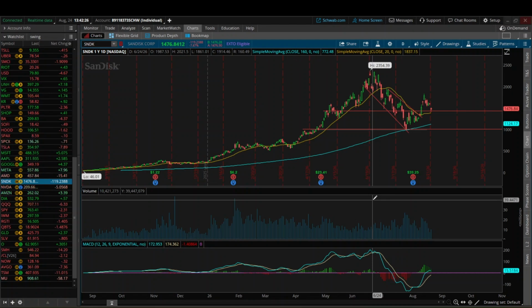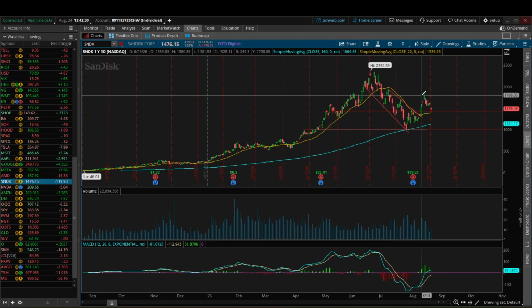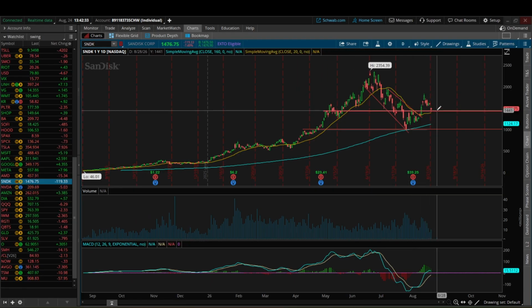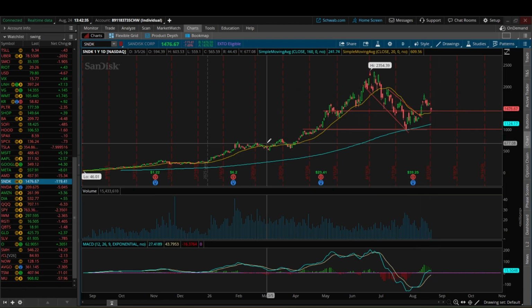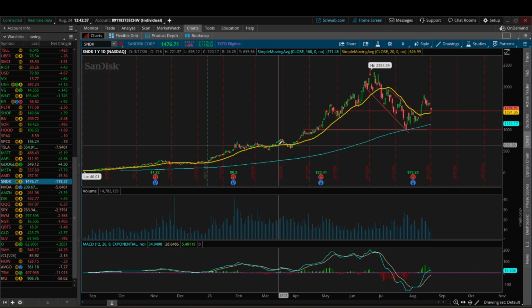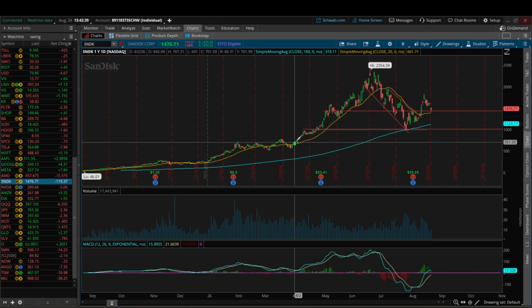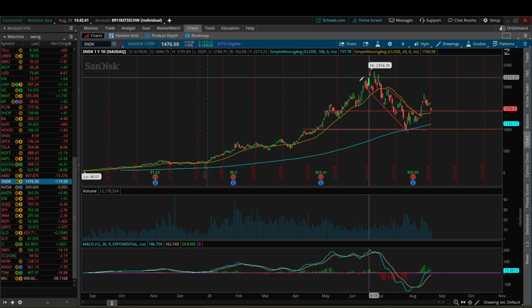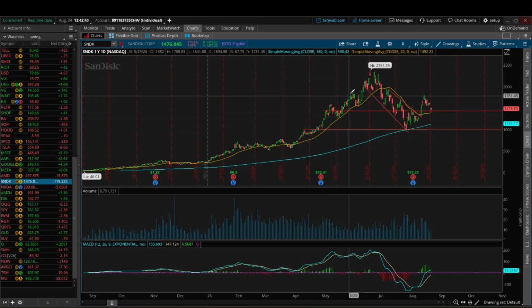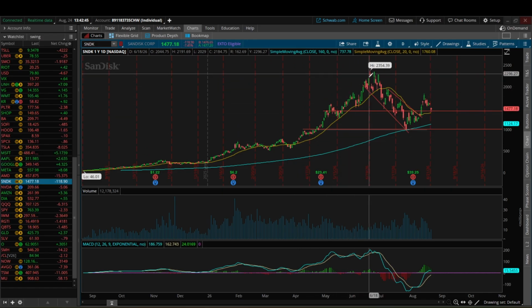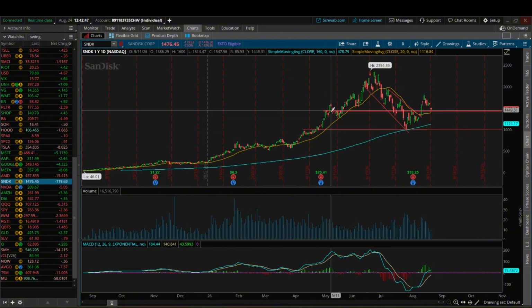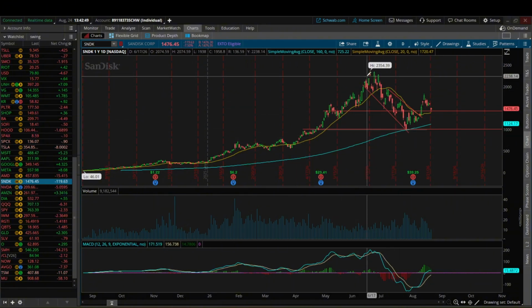All right, today I want to take a look at SanDisk. I already took one trade on it, sold it, and now we're pulling back into an area where I am interested again. Since March, SanDisk has been on a pretty decent uptrend, from 700 all the way to 2,354, just holding the 20 moving average all the way up.